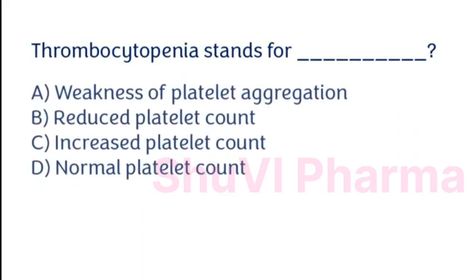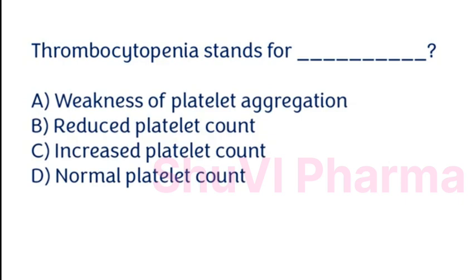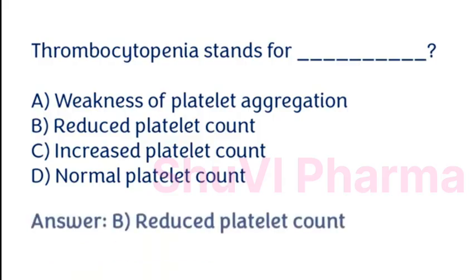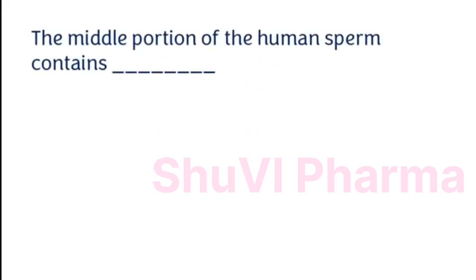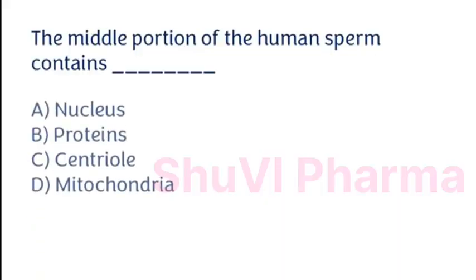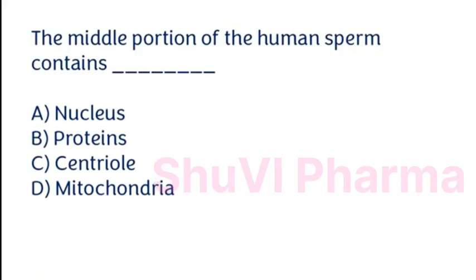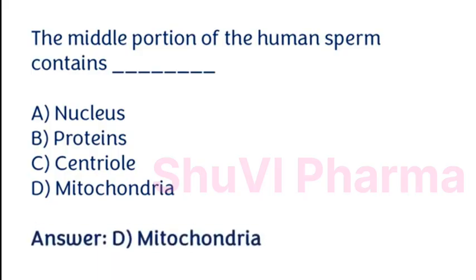Thrombocytopenia stands for weakness of platelets aggregation, reduced platelet count, increased platelet count, normal platelet count. The correct answer is option B. Thrombocytopenia stands for reduced platelet count. The middle portion of the human sperm contains nucleus, proteins, centriole, mitochondria. The correct answer is option D. The middle portion of the human sperm contains mitochondria.